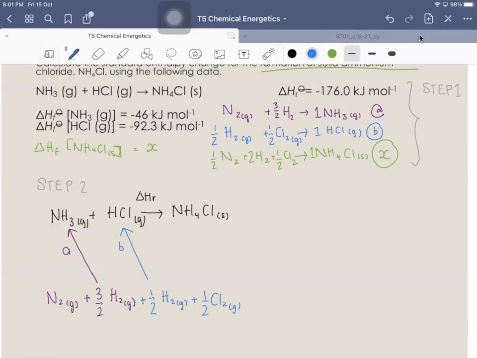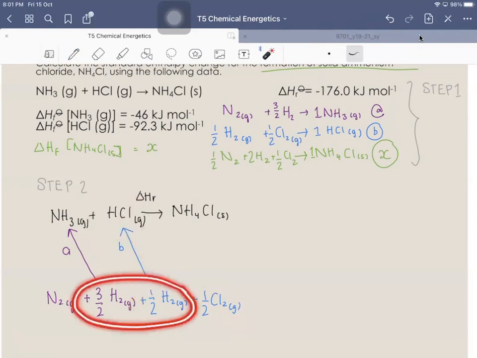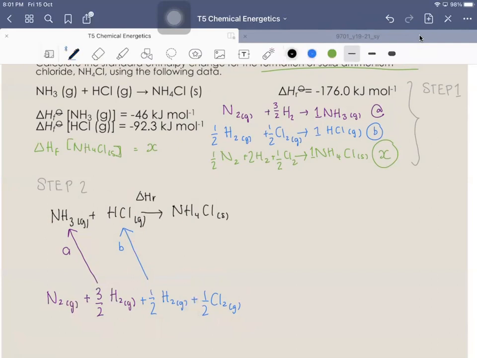You have to make sure that the arrow is correct. If we're talking about enthalpy change of formation, then it has to be from the elements to the product. Now notice that we can combine the 3/2 hydrogen plus 1/2 hydrogen. So this is basically just 2 moles of hydrogen gas. You can simplify it.